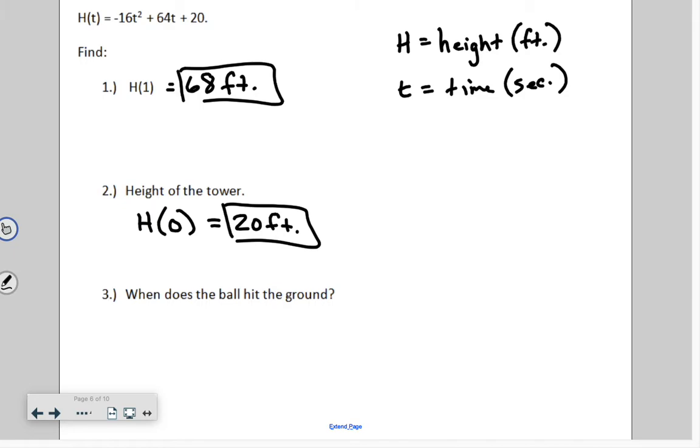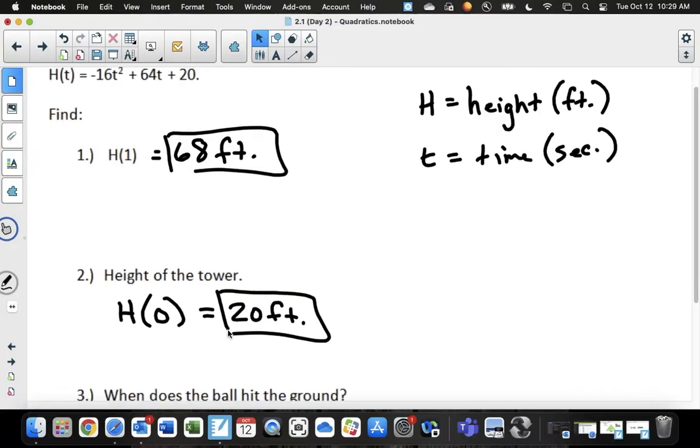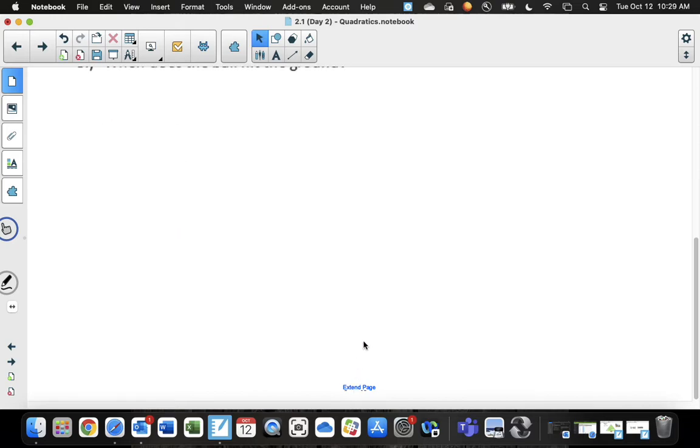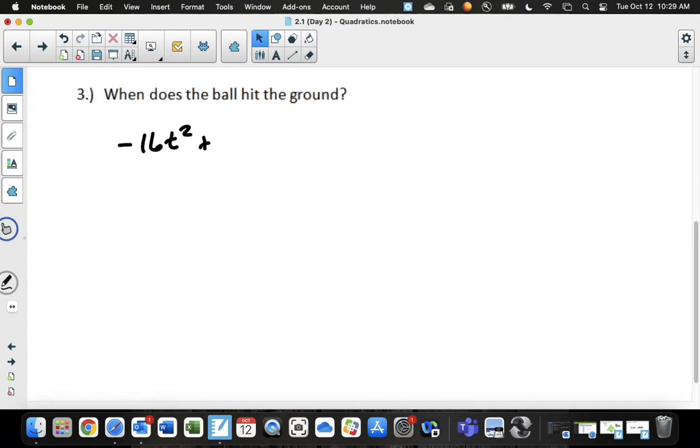How long does it take for the ball to hit the ground, which means you must know something about the height? 0. If it's going to hit the ground, that means the height is 0. So they're saying, how long does it take from the time you release the ball to end up hitting the ground? We need to find the x-intercepts. Okay, so let's go through and do that. We've got negative 16t squared plus 64t plus 20. We want to know how long it's going to take until we have a height of 0.